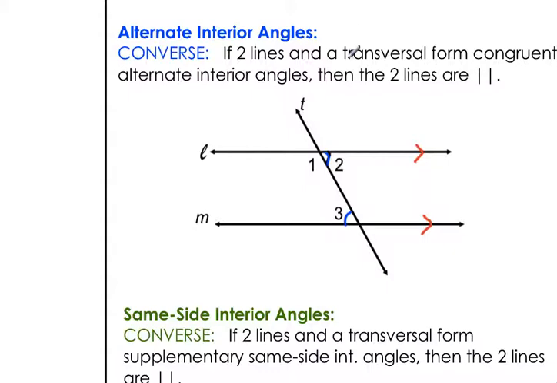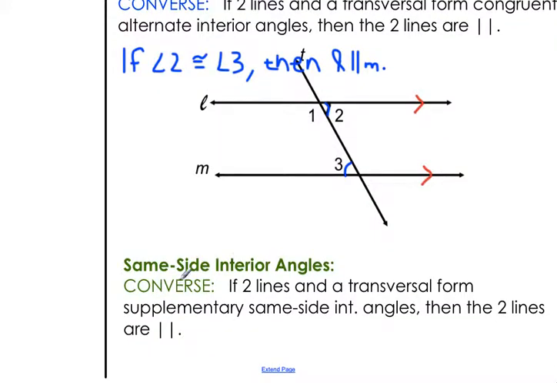So the converse of alternate interior angles basically says if angle 2 is congruent to angle 3, then L is parallel to M. L, it's cursive L, is parallel to line M. All right? So this time we're starting knowing that the angles are congruent.